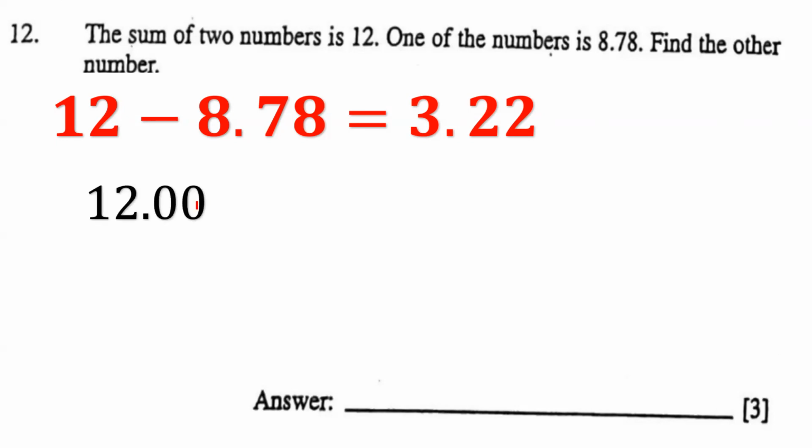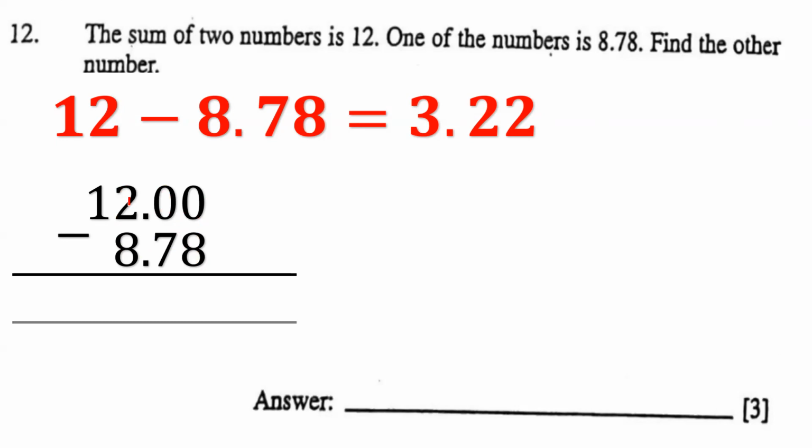Notice that 12 is 12.00, that's the same thing as 12. And so we have 8.78. Notice that we line them up perfectly. And so we're going to subtract. Now, 0 minus 8, we can't do that. So we have to borrow, but you can't borrow from 0. So we have to borrow from 2. 2 minus 1 is 1. And so this becomes 10.